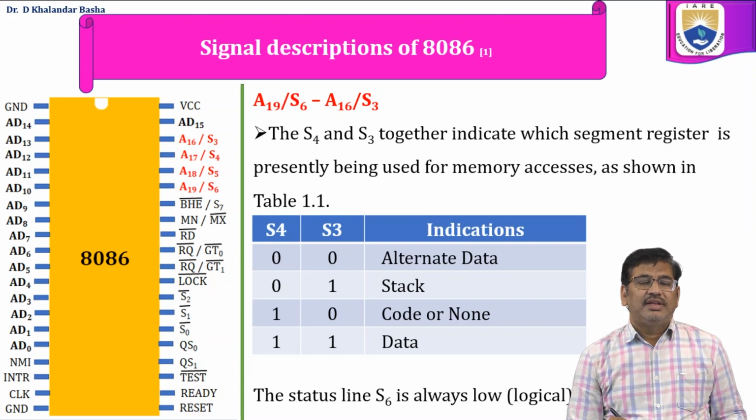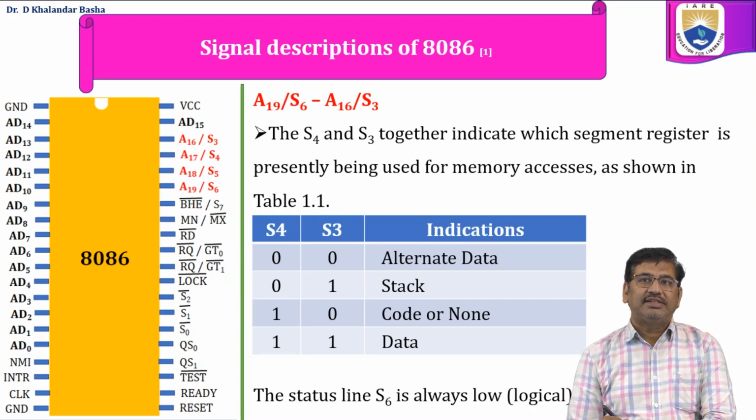The status line S6 will always go low. S5 will indicate the interrupt flag, which will be reflected on S5. S3, S4 will indicate which segment the processor is accessing, either the code segment, data segment, stack segment or extra segment, or that the processor is not accessing any one of the segments.